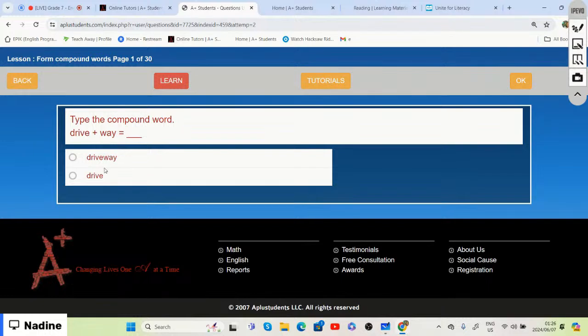Is it driveway or is it just drive? Drive plus way. So we need to type the compound word. Drive plus way, is it driveway or do we just say it is drive? All right, and if we were to choose the correct answer, and then drive plus way is driveway.